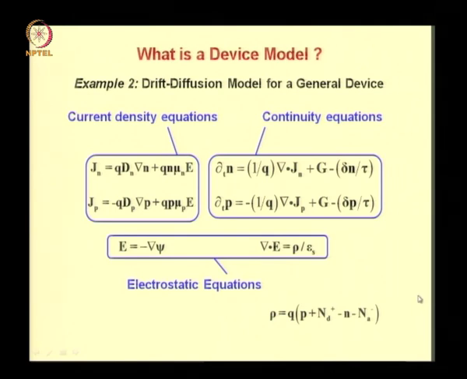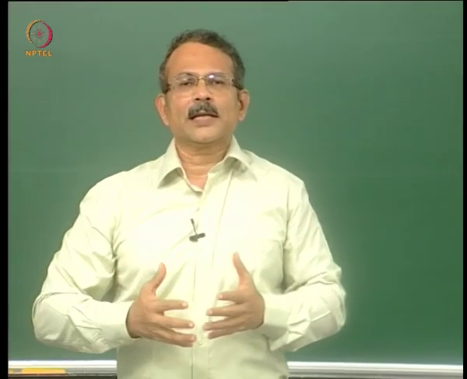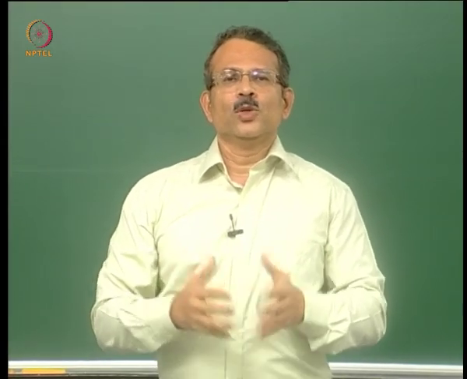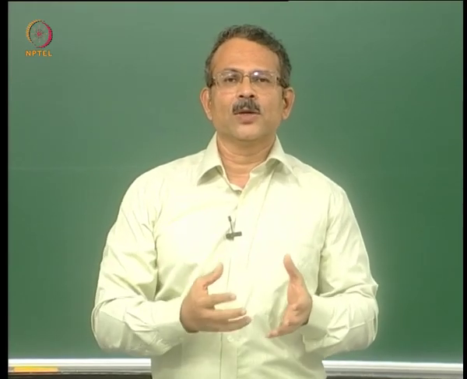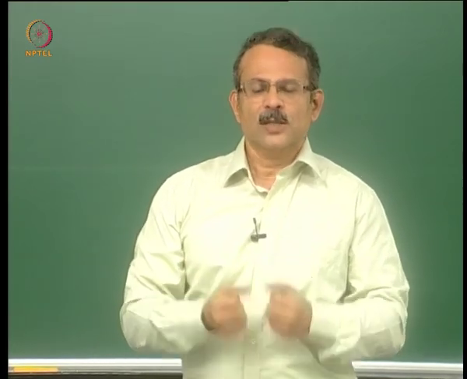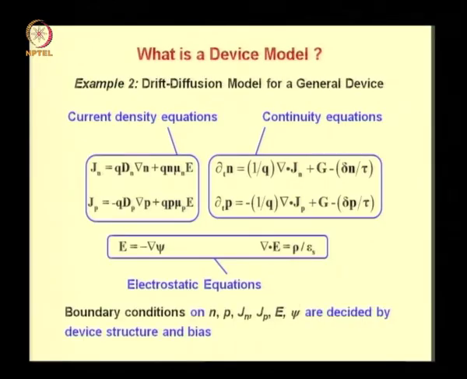Now using these equations, you can derive the current voltage characteristics of any device. In the first level course, you would have used these equations, made some approximations, and then derived the characteristics of diodes, bipolar transistors, MOSFETs and so on. Now while solving these equations, you need boundary conditions on 6 variables, because there are 6 equations, there are 6 variables: electron and hole concentrations, electron and hole current densities, the electric field and the electrostatic potential. So these boundary conditions are decided by device structure and applied bias.